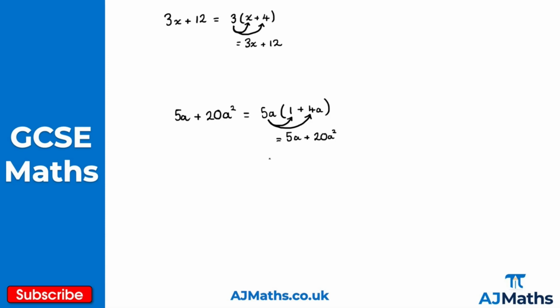You can always double check your solution by expanding back out. If you were to expand this back out, 3 times x will give you 3x. 3 times 4 will give you positive 12. We know that is correct. Do the same here. 5a times 1 gives us 5a. 5a times 4a gives us 20a squared. Okay, so there we have it.